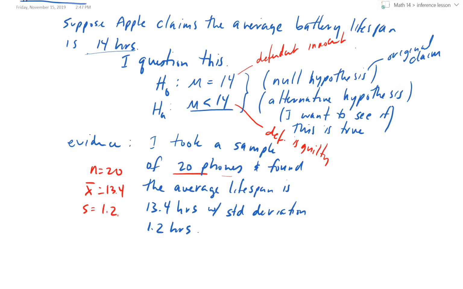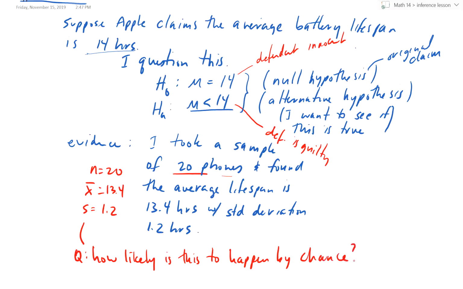Just like what I did on the first video, my goal, or the question I'm asking, is how likely is this to happen by chance? Because if it happens by chance, I don't have any evidence to say that the average is less than 14. If it didn't happen by chance, now I've got evidence towards it. Let's take a look at what we do to show that.